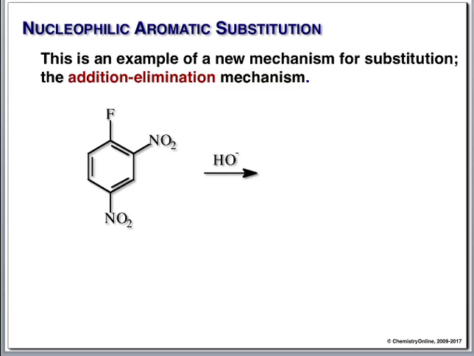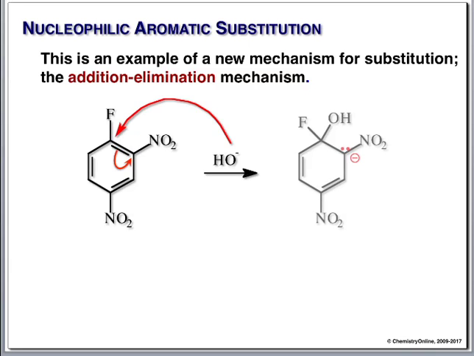Here we have hydroxide, and it's negative. Sometimes chemistry can be very simple. All that happens here is that hydroxide is going to attack, and we're going to form this addition intermediate. Now this is anionic, but the nitro group can easily take care of the anion by delocalizing the electrons out on its oxygens.